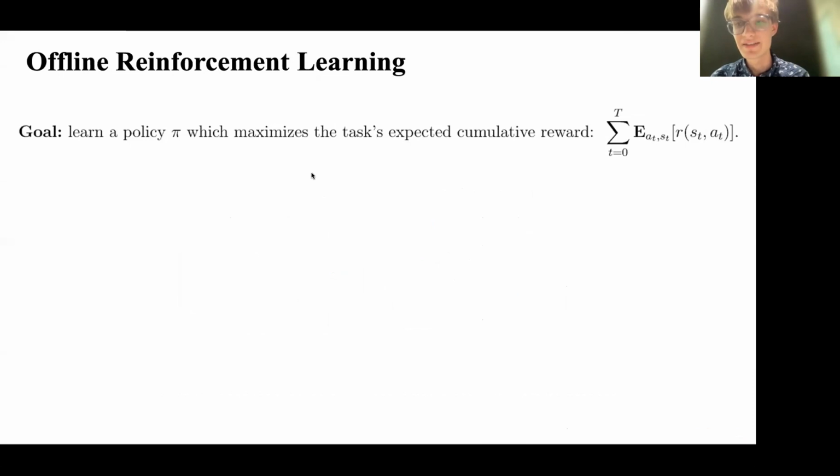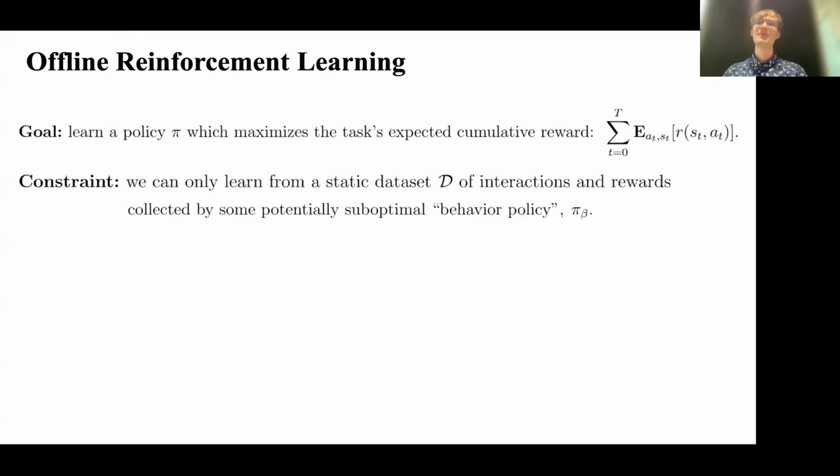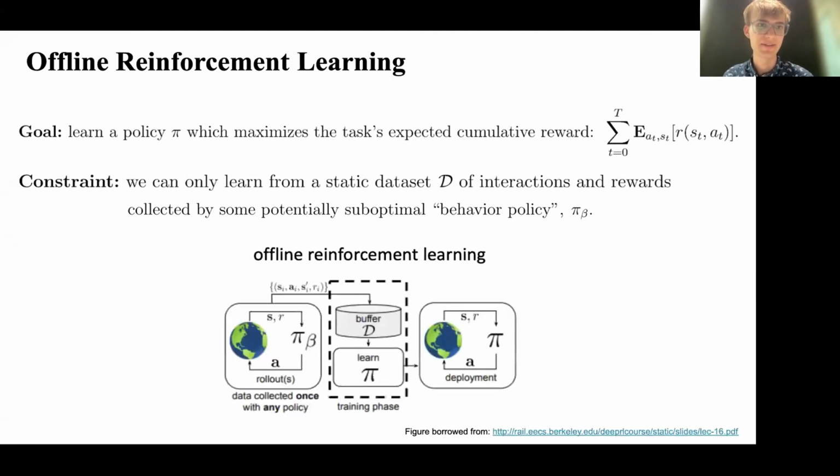Offline RL is different from standard reinforcement learning in that our goal is the same. We're still trying to learn the policy to maximize the reward, but we impose this additional constraint, which is that we can only learn from a static data set of interactions and rewards collected by some potentially suboptimal behavior policy. What this means in practice is we're not allowed to interact with the environment.